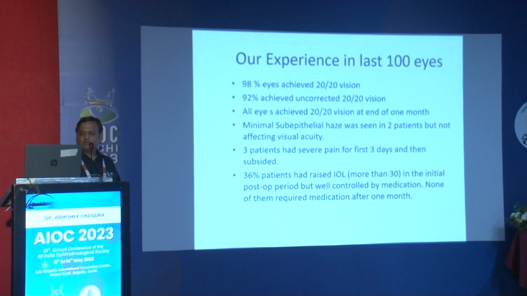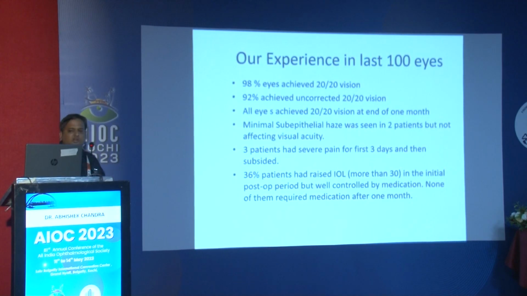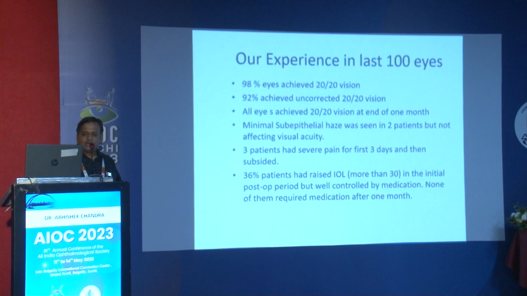This is the clinical outcomes. So just to summarize our experience in the last 100 eyes, 98% of the eyes have achieved 20/20 vision. In 92%, there was uncorrected 20/20 vision, but all eyes achieved 20/30 vision at the end of 1 month. There was a minimal subepithelial haze seen in 2 patients, but that did not affect the visual acuity. 3 patients had severe pain for the first 3 days, and then it subsided.